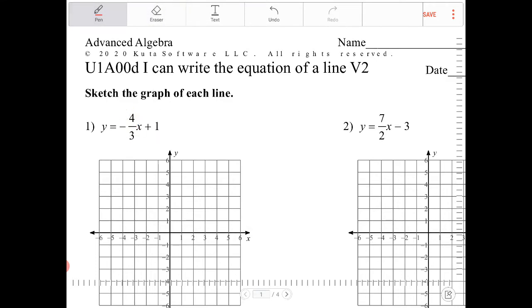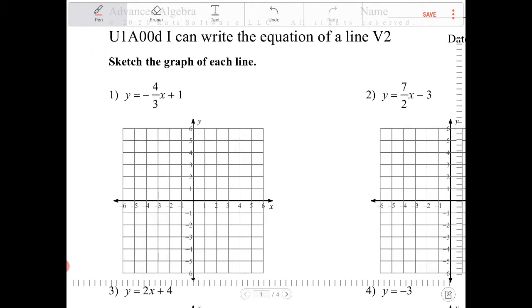So in order for us to graph the equation of this line, all we have to do is start on the y-intercept. We are going to start on the point (0, 1). And we have a negative slope. We're going to go down 4 and then over to the right 3. The negative here implies we have a negative incline, which means the line is going to go down this way. So we're going to go down 4 and then over 3.